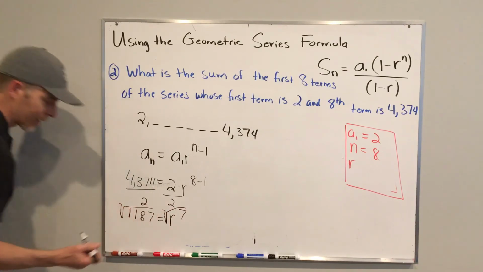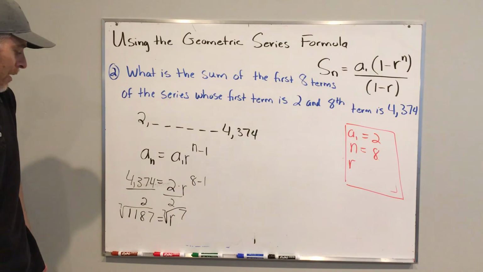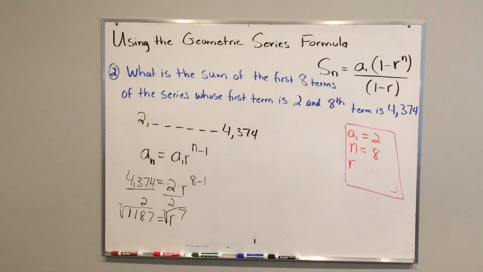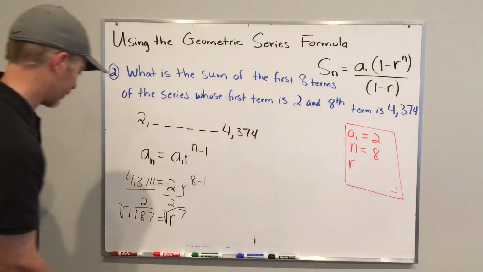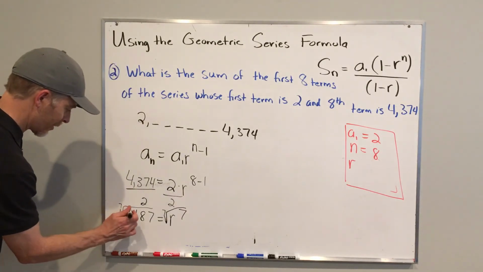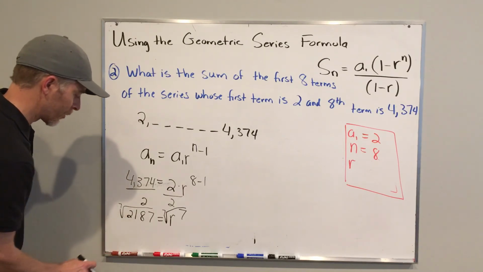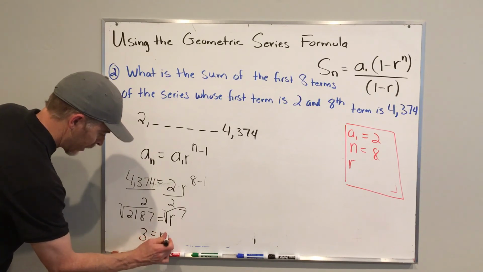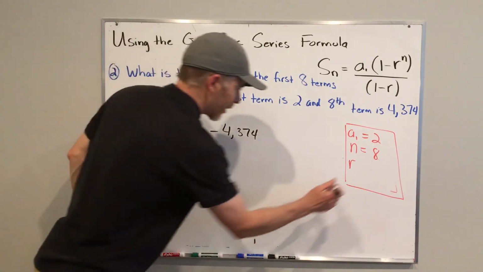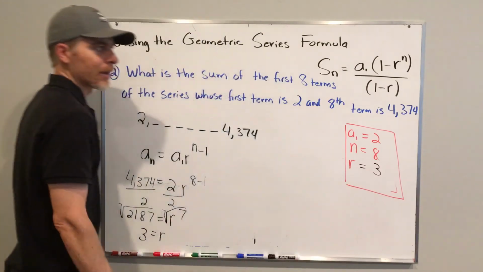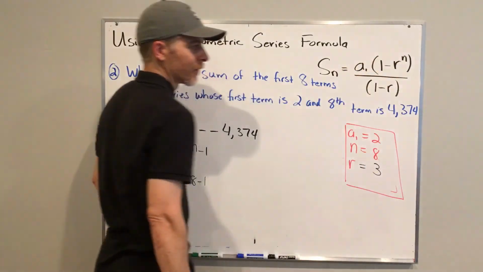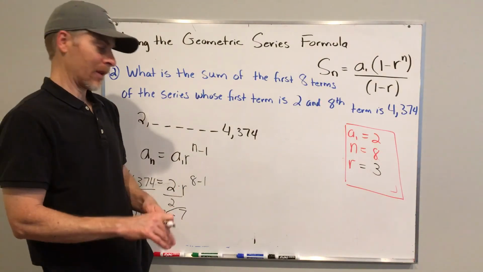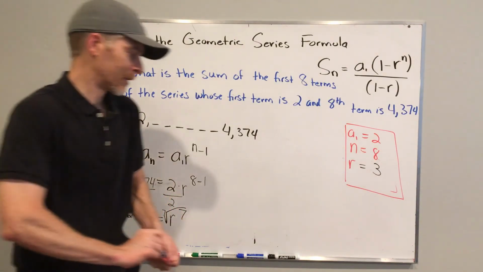And your calculator can take 7th roots. Right? And so the 7th root of 2187 turns out to be 3. So 3 equals r. Now I know that r is 3. I can just plug all the numbers into the formula and it'll get me the answer. You should be able to plug that in by watching the last example. All right.